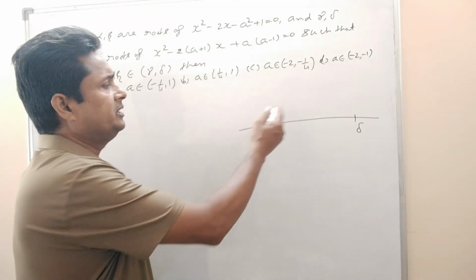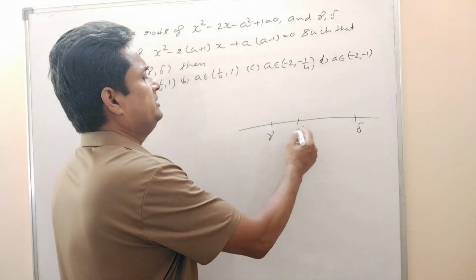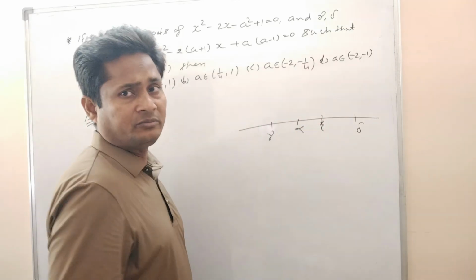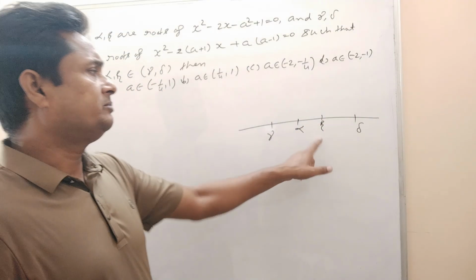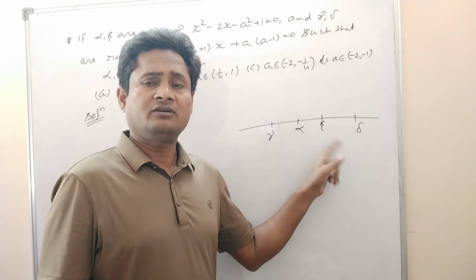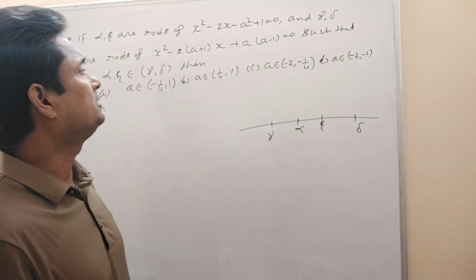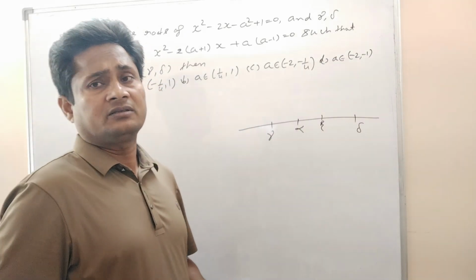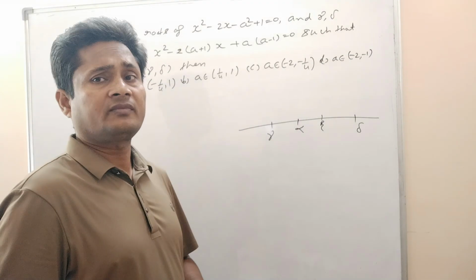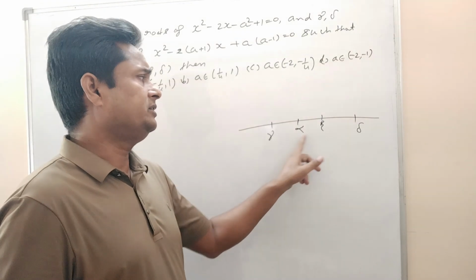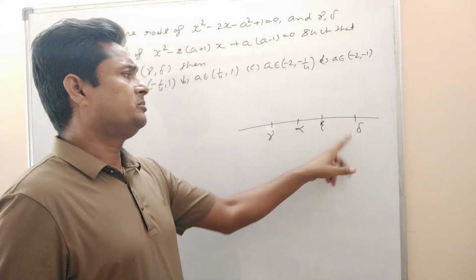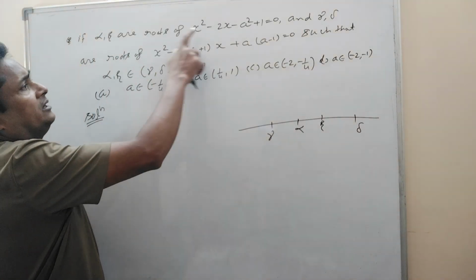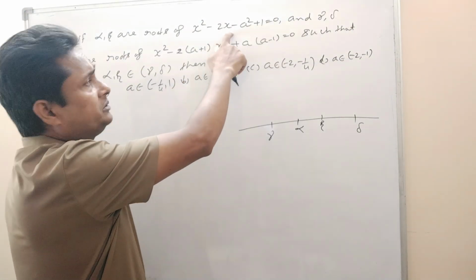So alpha, beta may be anywhere. Alpha, beta may be here, alpha may be here, no matter. But alpha, beta both are lying between gamma and delta. So this is the order of the roots. Alpha, beta you can take anywhere between gamma and delta. So first of all, alpha, beta are roots of this equation. So let's solve this equation.